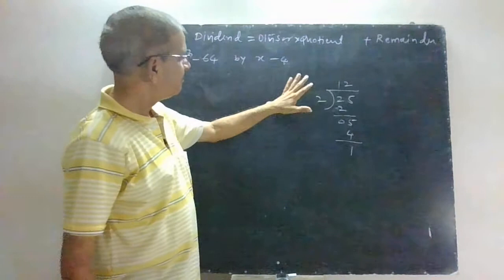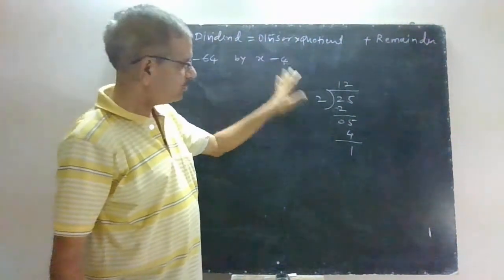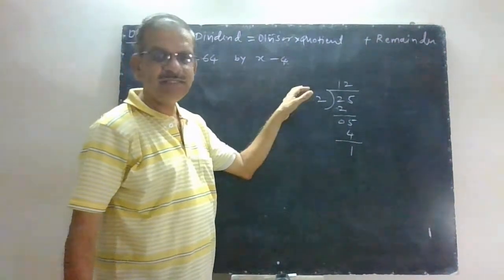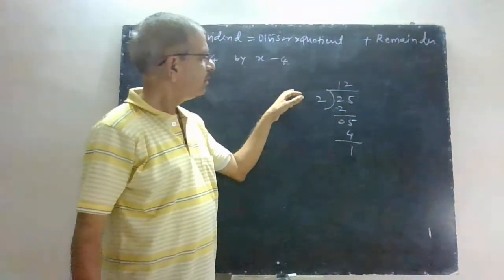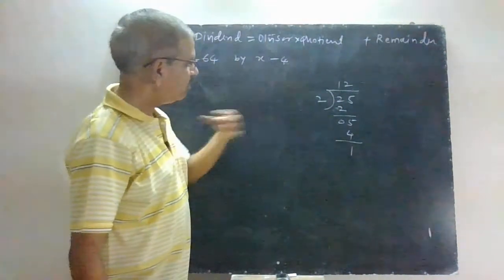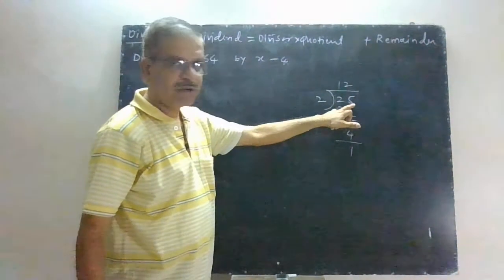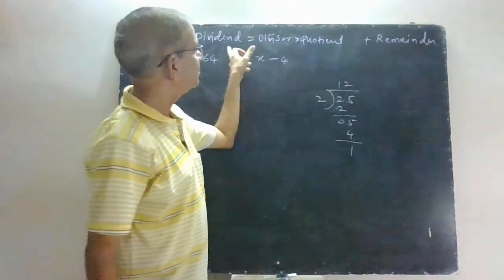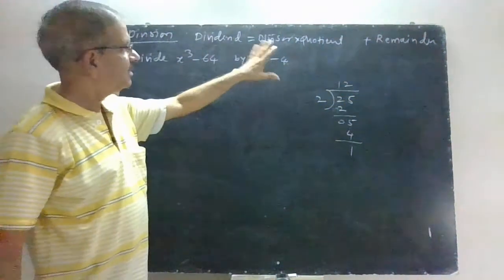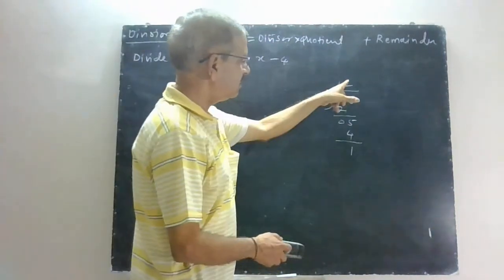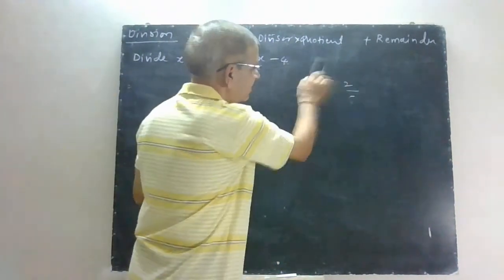The same position is here. When you divide two polynomials, you stop the division when the degree of the remainder is less than the degree of the divisor. In this way you can write 25 as 2 into 12, that is 24, plus 1. So this is how you can write the dividend, that is 25, using the numbers quotient, divisor and the remainder.